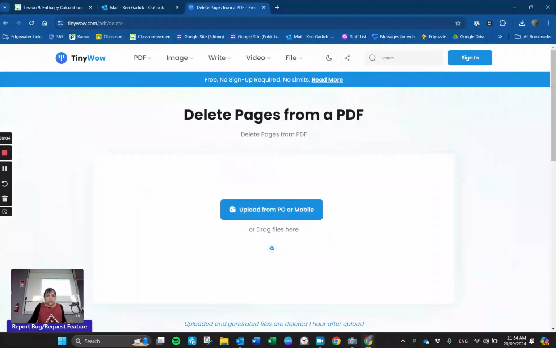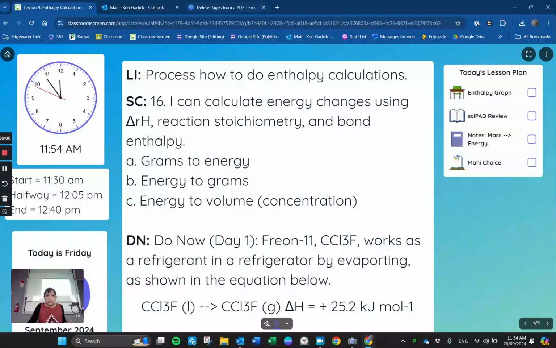Anyway, all right, let's look at that do now question, which is over here. I'm just going to close these things. We don't have those open. All right, so we want to look at Freon 11, which works as a refrigerant by refrigerators.